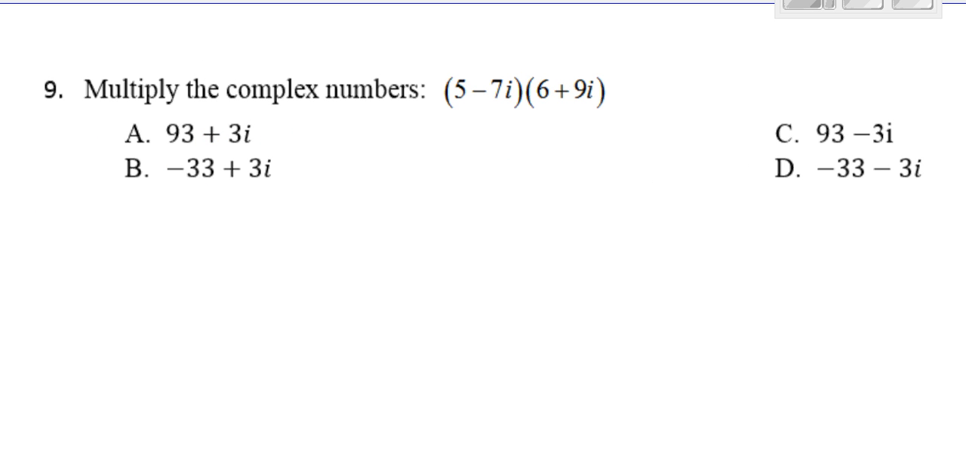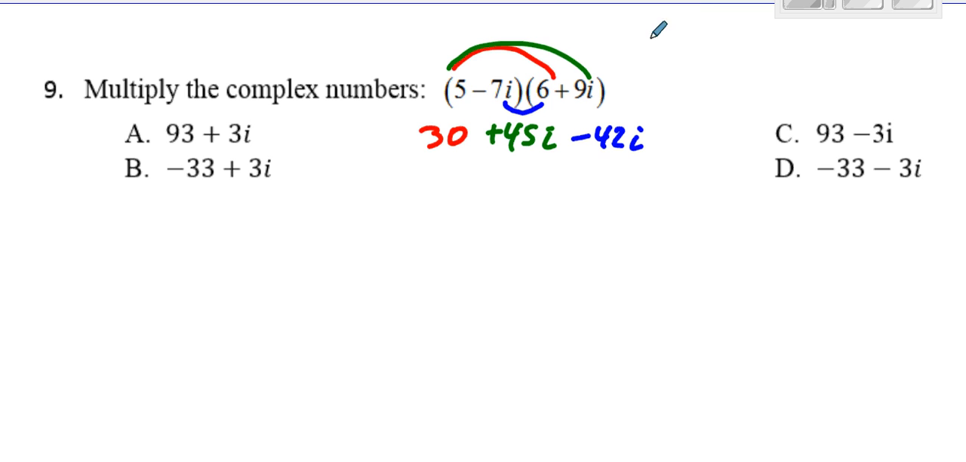Multiply the complex numbers. All you gotta do is FOIL. 5 times 6. 5 times 9i. Negative 7 times 6. And then negative 7i times 9i. 7 times 9 is 63. i squared.